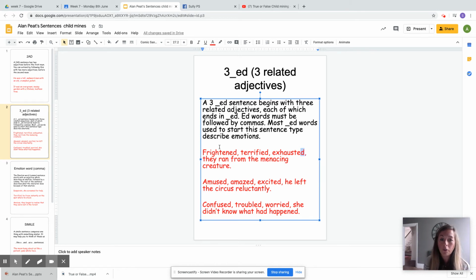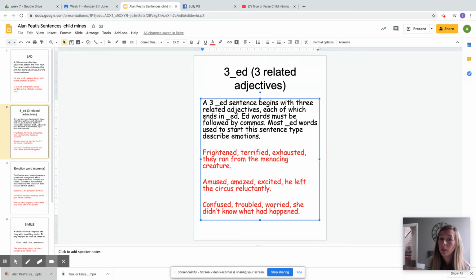So it says here, frightened, terrified, exhausted, they ran from the menacing creature. We've got another 3ED sentence. Amused, amazed, excited, he left the circus reluctantly. That means that he didn't want to leave. Okay, then we've got another one where we've got 3ED adjectives. Confused, troubled, worried, she didn't know what had happened.